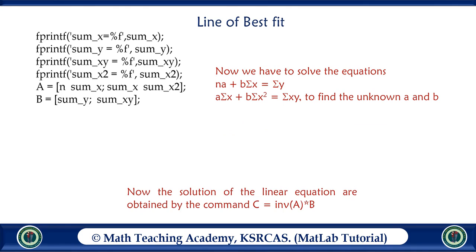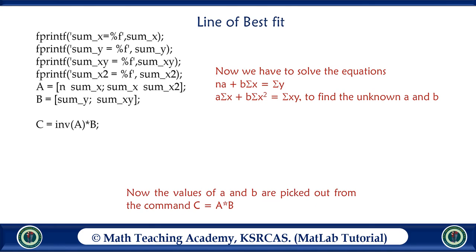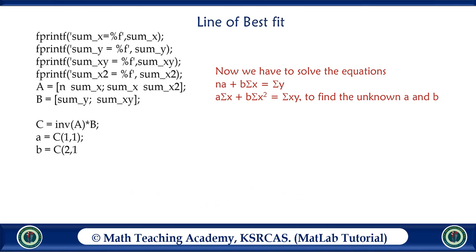Now the solution of the linear equations is obtained by the command C is equal to inverse of A star B. So this is achieved by the command C is equal to inv of A star B. Now the values of a and b are picked out from C. a is equal to C of 1 comma 1 and b is equal to C of 2 comma 1.